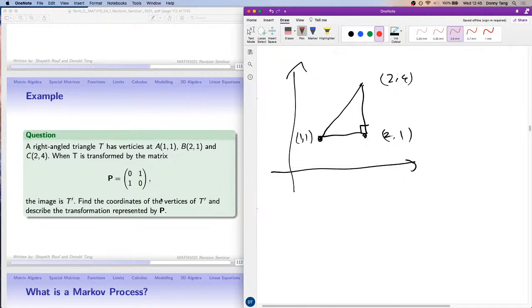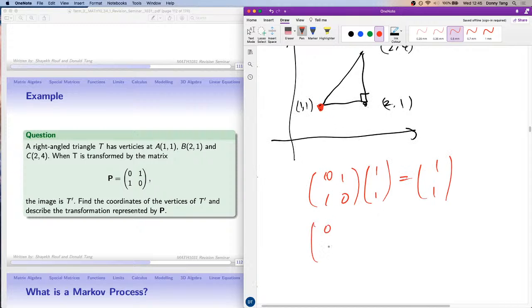And let's try it, right? 1, 1, 0, 1, 1, 0 is going to be multiplied to 1, 1. Let's see what happens. This goes to, all right, so this is just going to be 1, 1, right? So we're going to plot out 1, 1 here. It's the same point. Let's try and do 0, 1, 1, 0 for a different vertex.